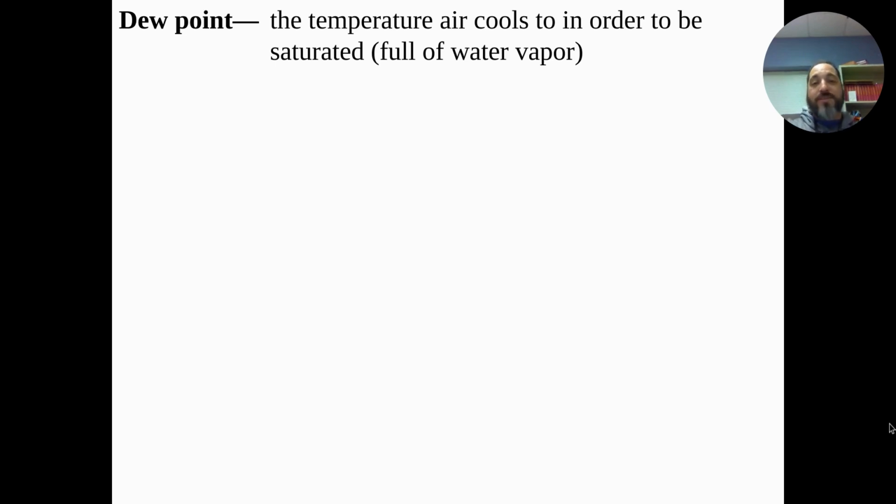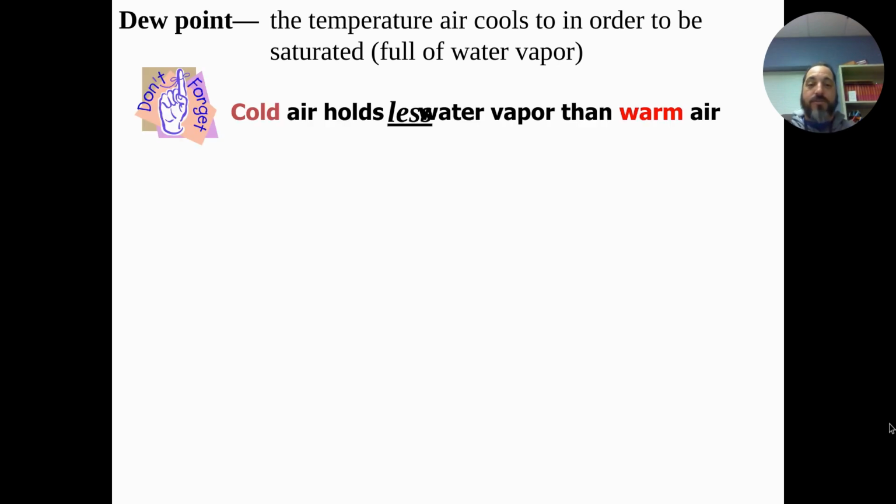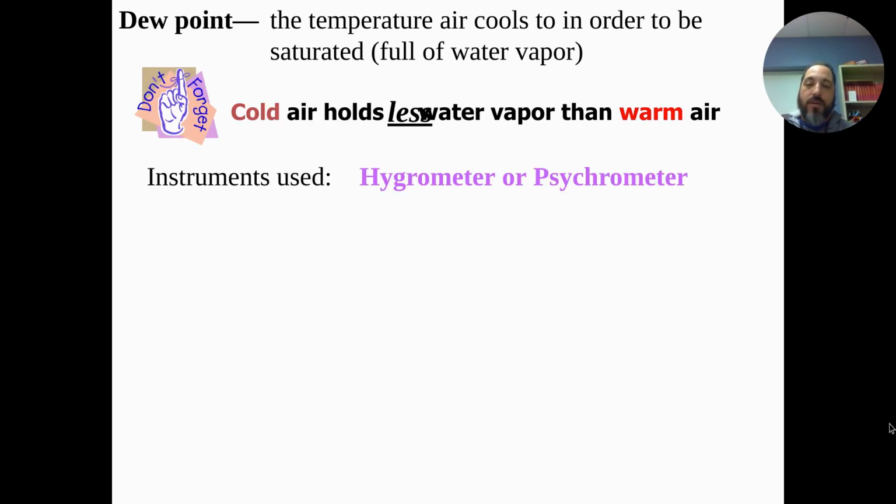So the dew point is the temperature at which air cools in order to be saturated. So it's going to be full of water vapor. This is also when condensation starts to occur. Cold air holds on to less water vapor than warm air. Once again, we're going to be using our hygrometer and psychrometer to find our dew point and this chart.